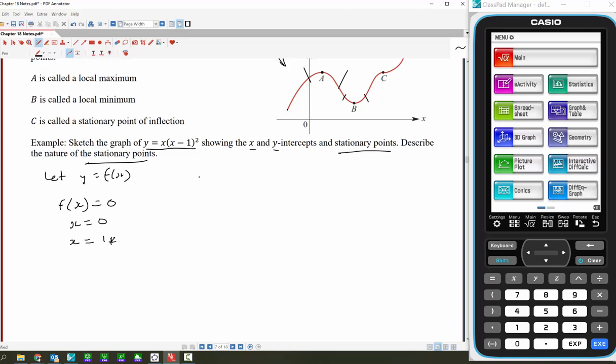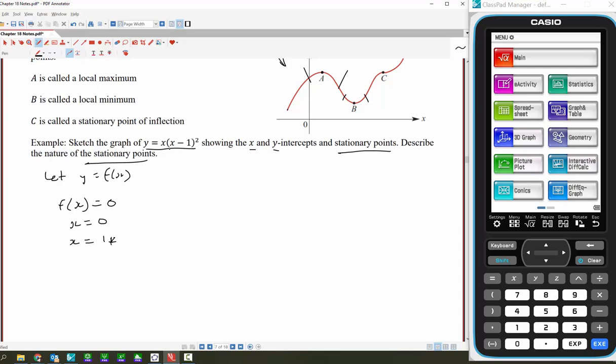Alrighty, so now what we need to find is the stationary points. Remember in the last lesson what we did was we found the gradient function and then we let the gradient function equal 0 to find stationary points. So I'm going to do the same thing with this one here.